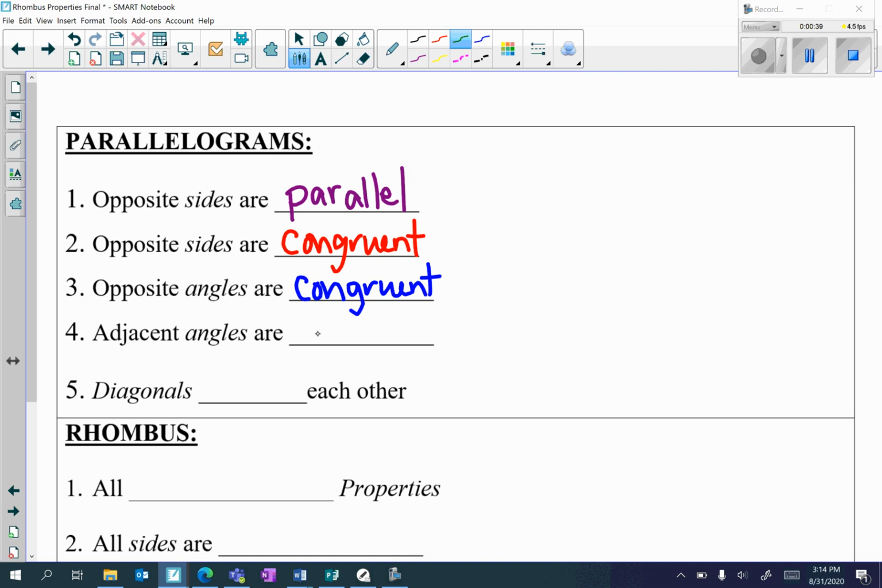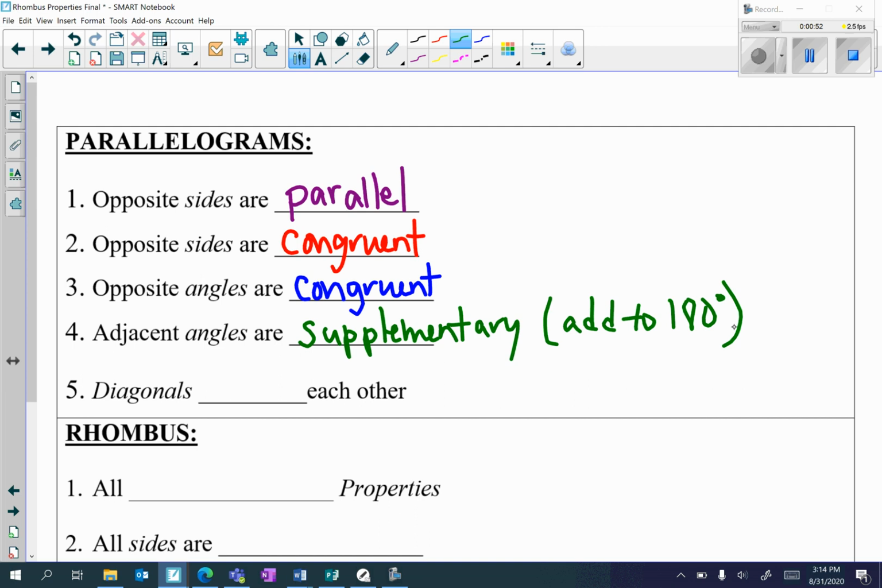Adjacent angles, angles that are next to each other, are supplementary, meaning that they add to 180 degrees. And finally, diagonals bisect each other. And remember, the word bisect means two congruent parts.